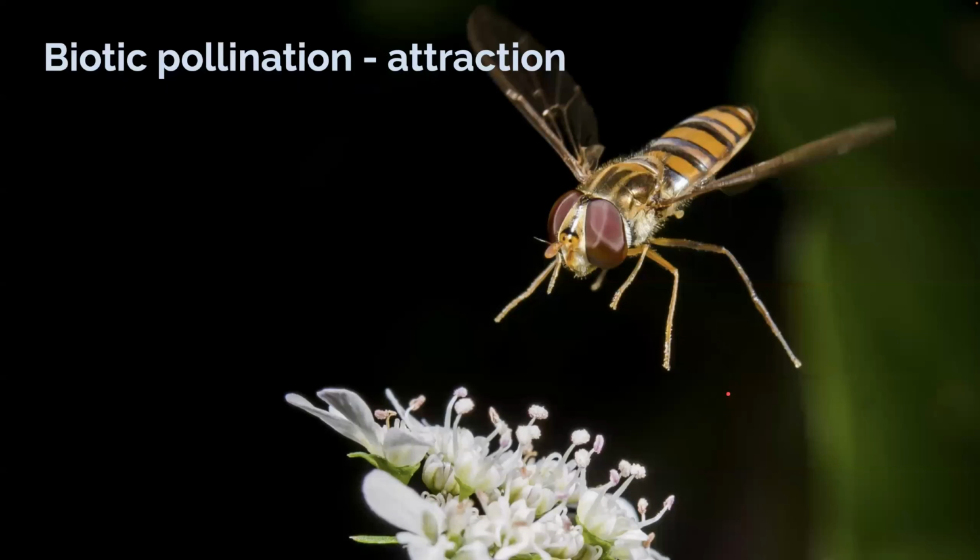So biotic pollination has a few phases. I like to break this down into a few phases. One of those is attraction. Another one is going to be reward. So regardless of whether this animal is going to be effective at transferring pollen, step one is going to be getting this animal to visit the flowers of your species. So how do plants attract animals to their flowers?